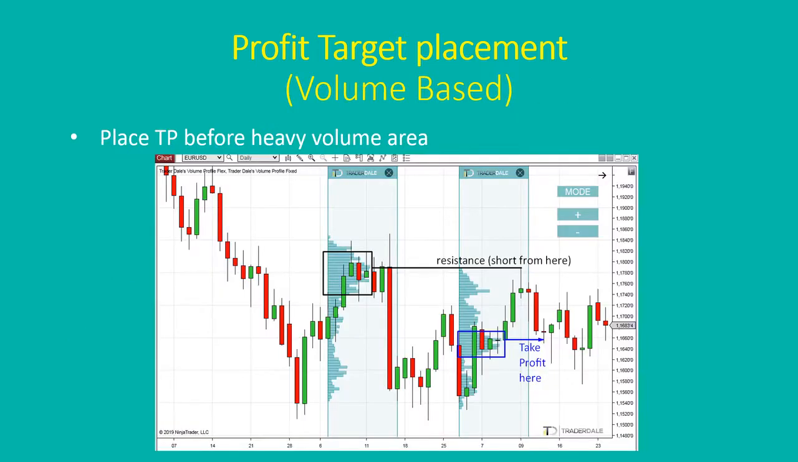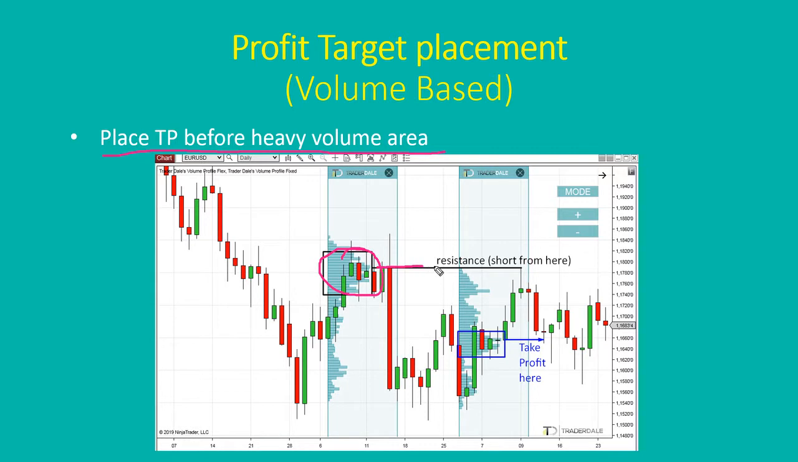Now, there's also another way how you can place your take profit. This one is a bit more complicated than the risk-reward ratio based profit target placement, but it's a pretty effective one. And the trick behind this one is that you place your take profit before the price hits a heavy volume area. So let's again have a look at this picture.